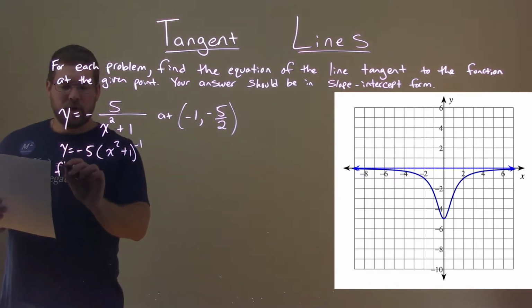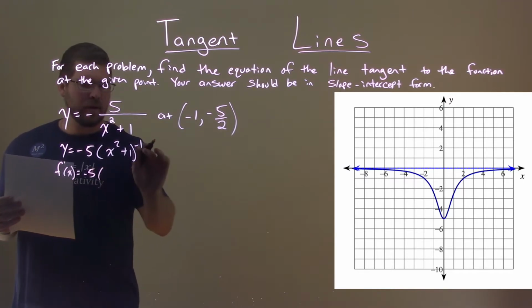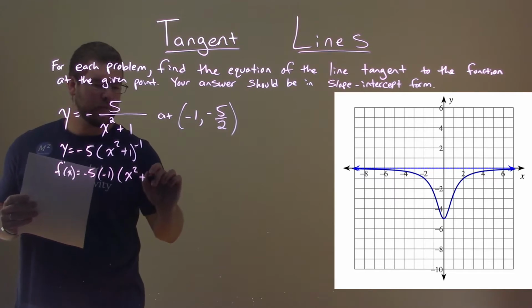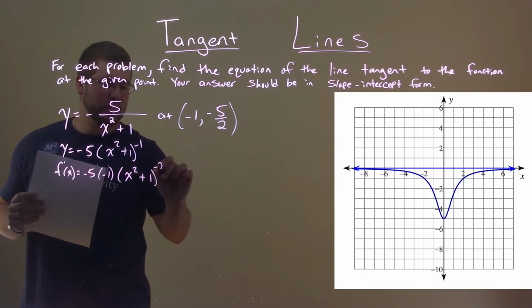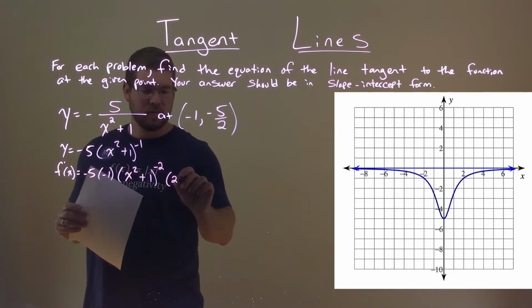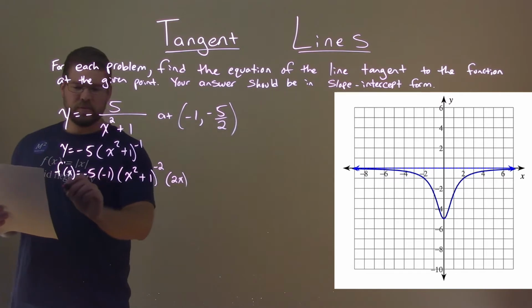Let's find f prime of x, or y prime, however you want to put it. Negative 5 stays out front. Bring down the exponent, negative 1. We're using the chain rule here: (x squared plus 1) all to the negative 2 power now. Multiply it by the derivative of the inside, where x squared becomes 2x. We have our derivative. Let's simplify this a little bit.